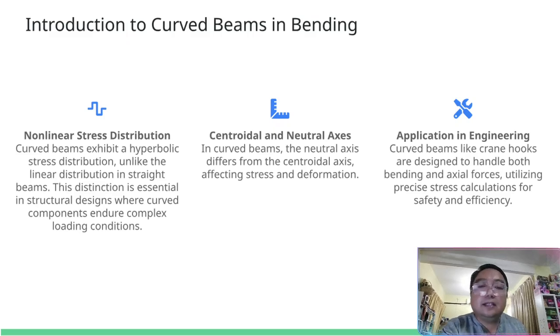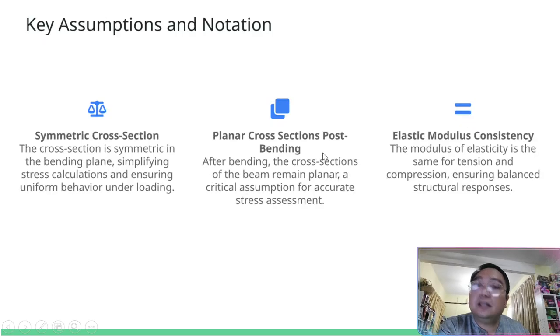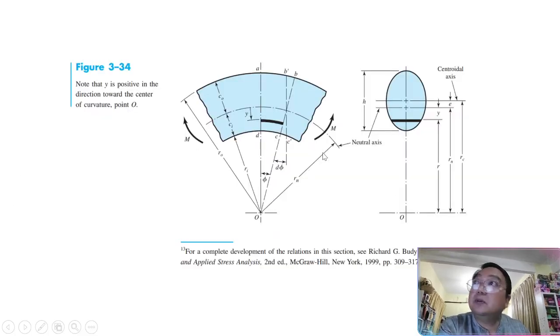It has a centroid and neutral axis. In a curved beam, the neutral axis differs from the centroid axis, affecting stress and deformation. You can see in the picture in the textbook here, the centroid axis, and then this is also the neutral axis. You can see the position of the neutral axis is different from the position of the centroid axis. The centroid axis is the middle one. The neutral axis is slightly upward, depending on whether you're doing compression or bending.